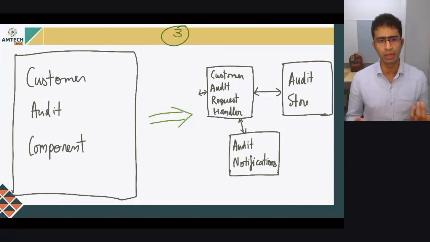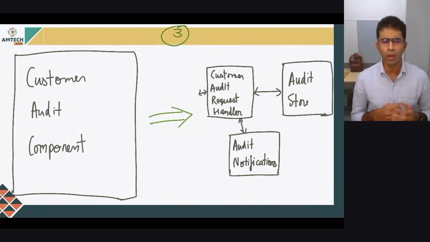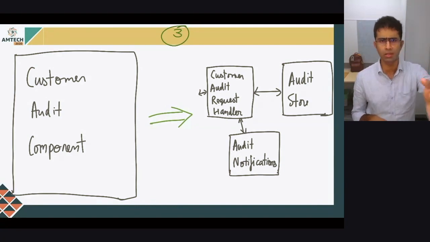Now, the third way is something like this, right? I talk about, great, I have an audit component. So what I need is a system that will handle all the audit requests. So that's an audit request handler. Then I have a data store, which becomes the audit store. Then I have audit notifications, to send notifications. So this is also another fair way to decompose.